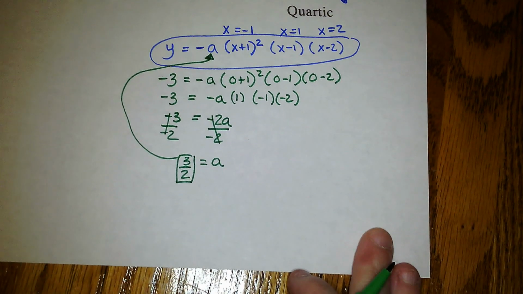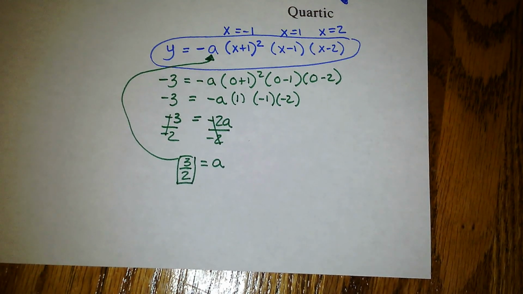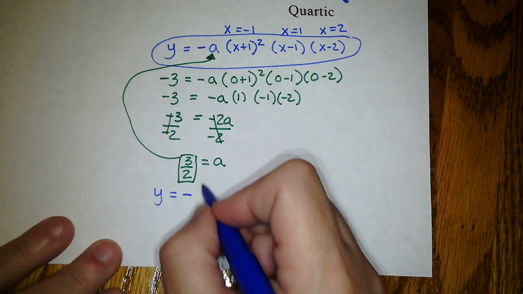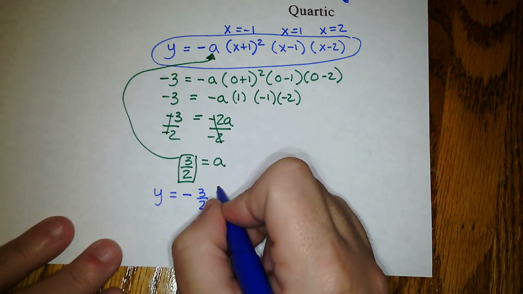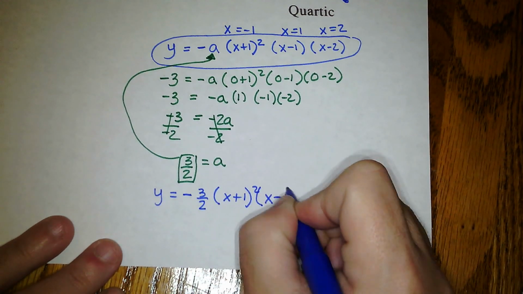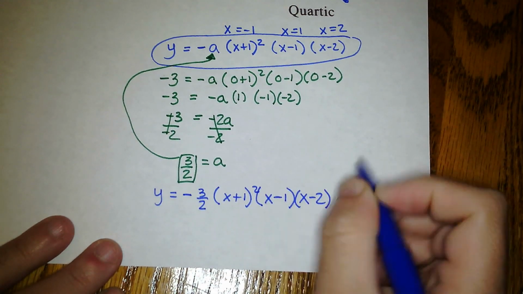So all we have to do is a finale. Y equals -3 over 2, parentheses, x plus 1 squared, x minus 1, and x minus 2.